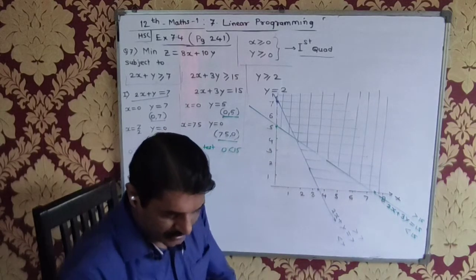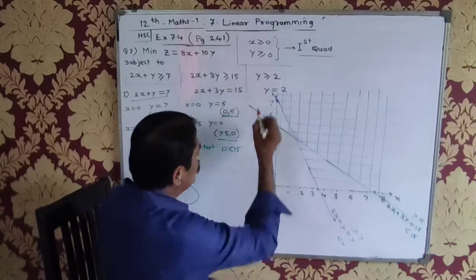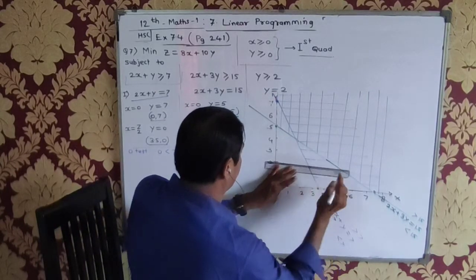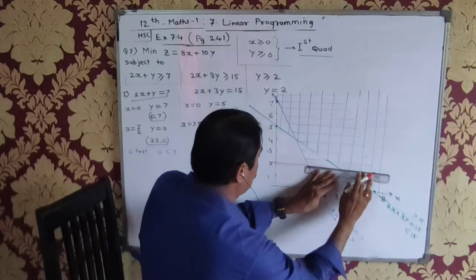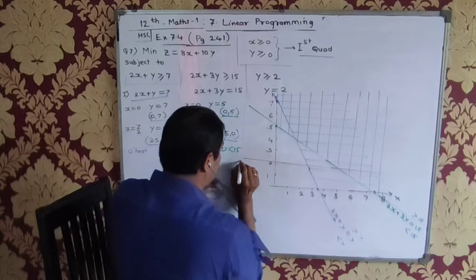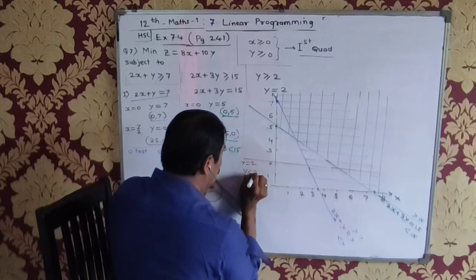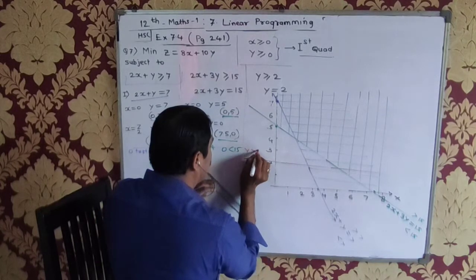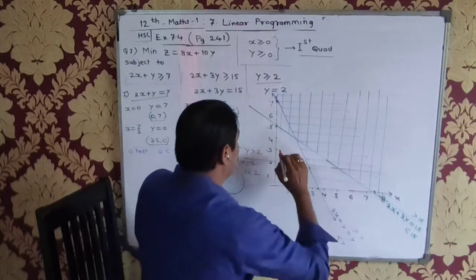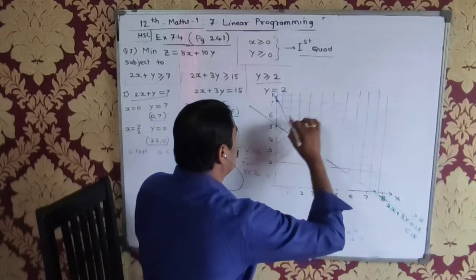Okay? The next one. y is equal to 2. y is equal to 2 is this line. ये लगा होगा. This is y is equal to 2. Below the line y is less than 2. Above the line y is greater than 2. I want y is greater than or equal to 2. So set of all the points which are on the line and above the line.